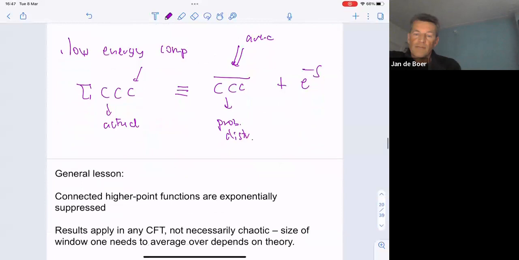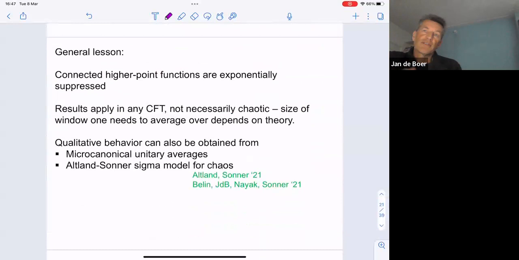Now, these results use general CFT techniques, so they apply in any CFT, not necessarily a chaotic CFT, but the size of the window over which you need to coarse grain clearly depends crucially on the theory. And the same overall qualitative structure can also be obtained in several other ways that I won't describe now.